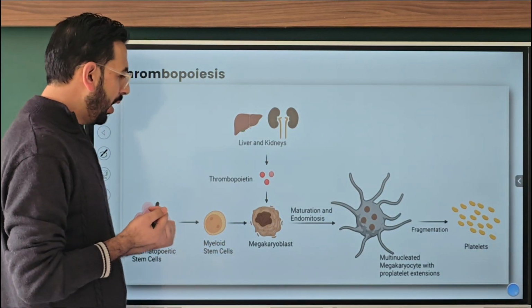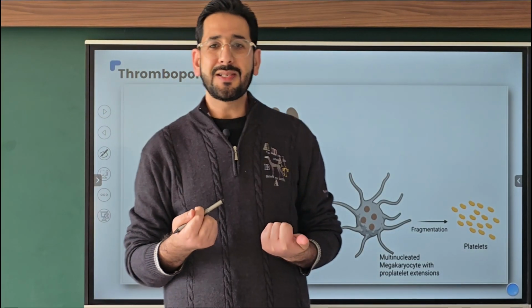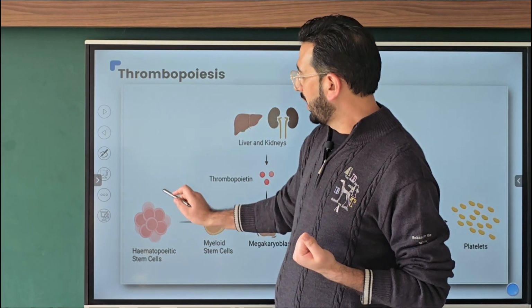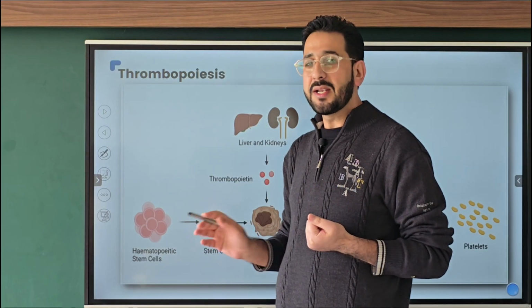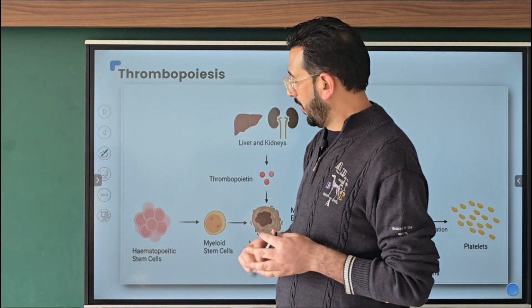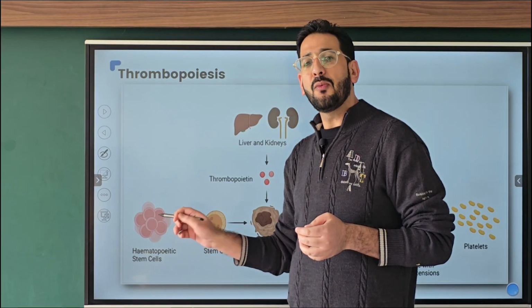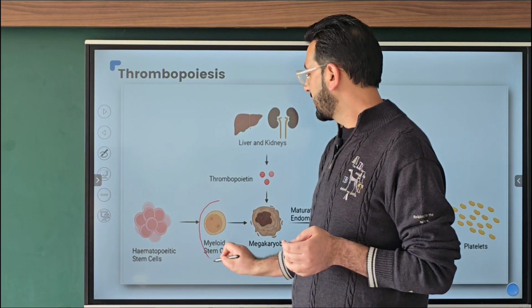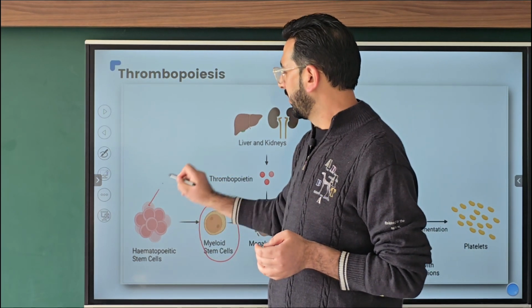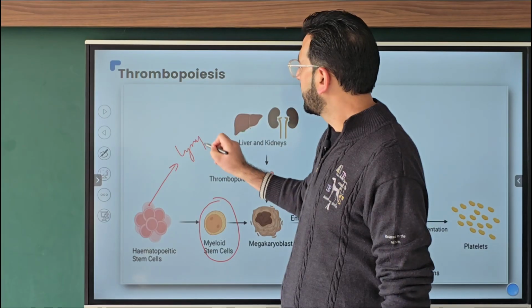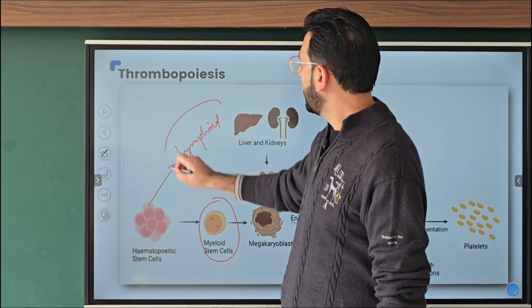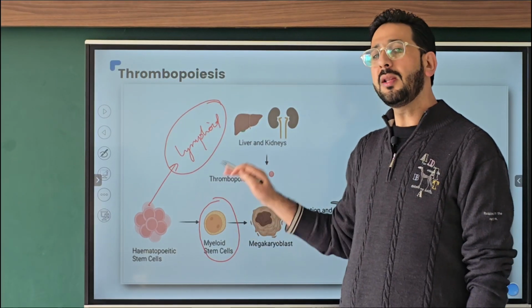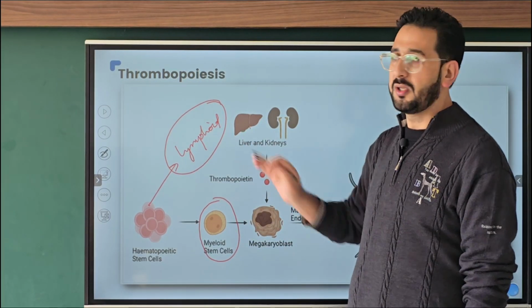Now, we all know that there is a stem cell present in the bone marrow. We have already covered that in the lecture on erythropoiesis. We know that there is the hematopoietic stem cell in the bone marrow, and from it two stem cells originate: one is called the myeloid stem cell, and the other is called the lymphoid stem cell. The lymphoid stem cell gives rise to lymphocytes, and the myeloid stem cell gives rise to all the other types of blood cells apart from lymphocytes.